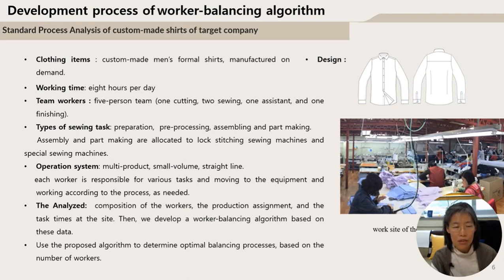The company's current operation system was adapted to a multi-product, small volume production system and is operated as a straight line. However, each worker is responsible for various tasks and moves equipment as needed. In this study, we first analyzed the composition of shirts, composition of workers, the production assignment, and the task times at the site. Then we developed a worker balancing algorithm based on these data. In addition, we used the proposed algorithm to determine the optimal balancing process.